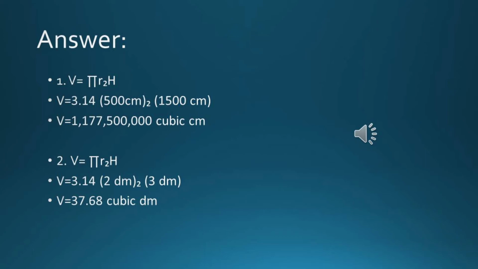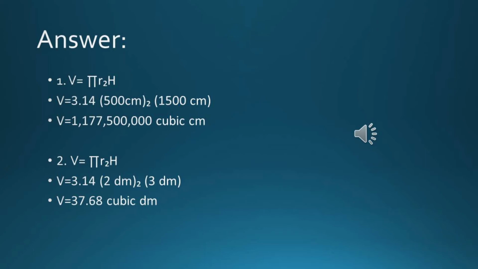For number 1, we use the formula: volume of a cylinder is equivalent to pi multiplied by radius to the second power times the height. By substitution, volume is equivalent to 3.14 multiplied by 500 centimeters to the second power times 1,500 centimeters. That gives us a volume of 1,177,500,000 cubic centimeters.